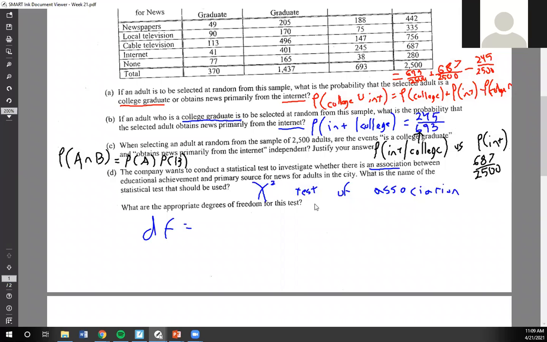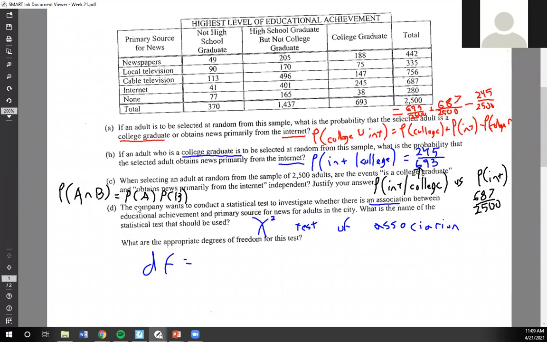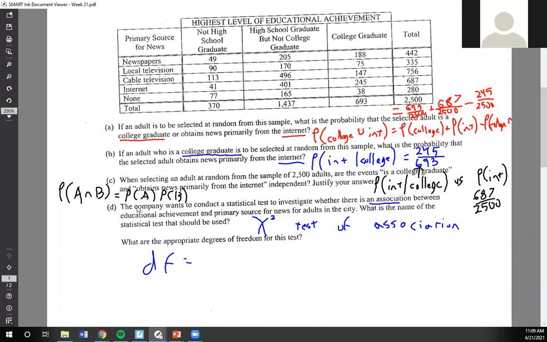30 seconds, get the degrees of freedom. And I would say you should probably show your work for how you're getting degrees of freedom here, since that's all that this problem is asking you to do here. That's time.